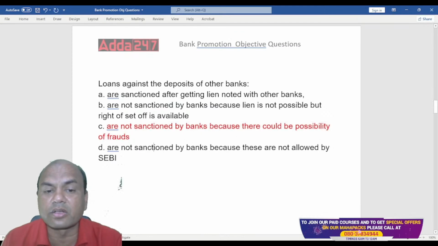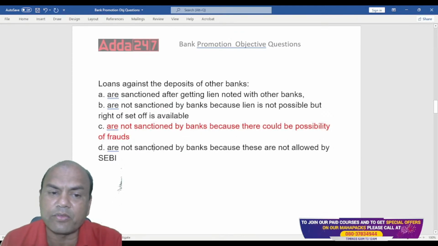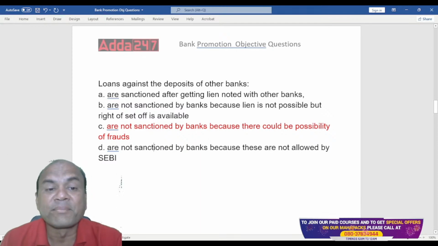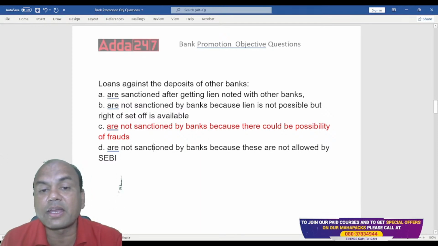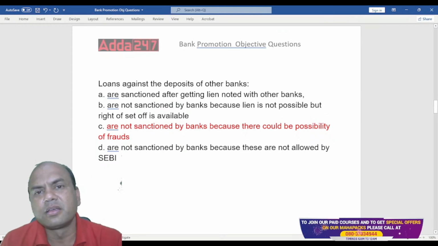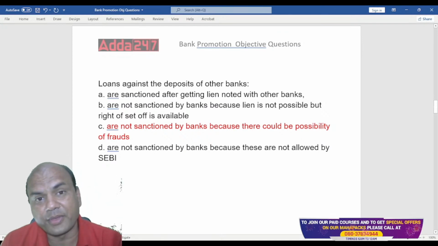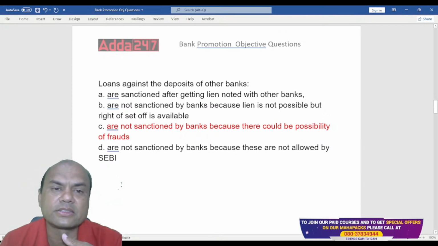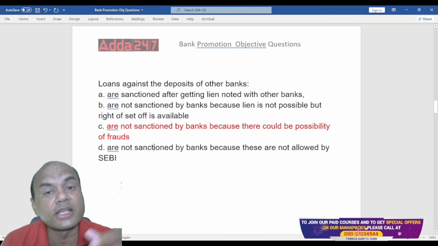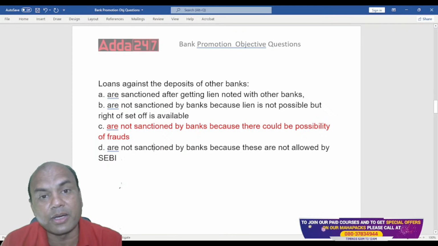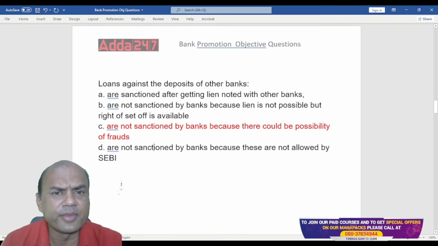Are not allowed sanctioned by the bank because there is a possibility of fraud. Okay. So are sanctioned by the bank after getting the lien noted with other banks. It doesn't happen practically. I am SBI. You come to me with the FD of Bank of Baroda and you tell me to give you the loan against this. I can't give because even if I contact Bank of Baroda, the communication might create some problems. So that's why it's not possible.